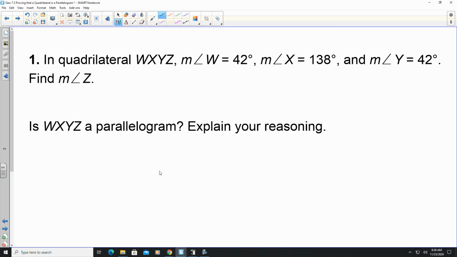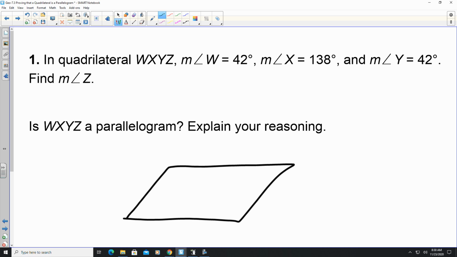Okay, so here it says in a quadrilateral WXYZ, they give us some measurements of angles. W is 42, X is 138, and Y is 42 degrees. They want us to find the measurement of angle Z, and they're asking, is WXYZ a parallelogram? They want us to explain our reasoning. So try to draw out a diagram. So I'll go W, X, Y, and Z. So we got what? This is 42 degrees. X is 138 degrees. Y is 42 degrees. And they're trying to figure out what Z is.